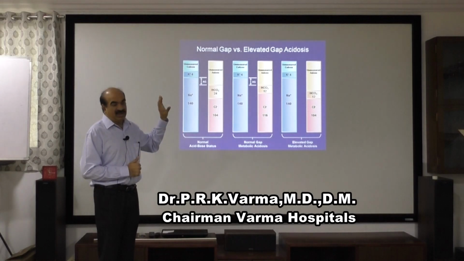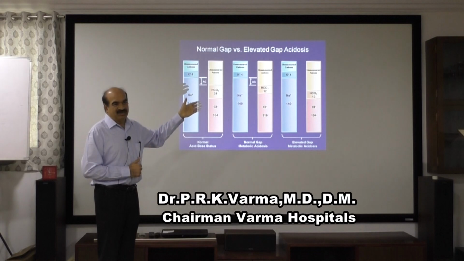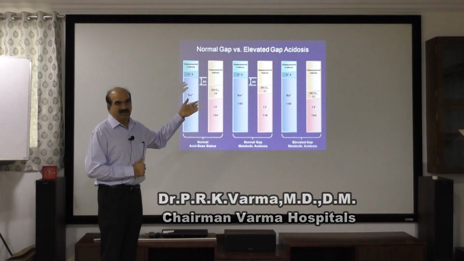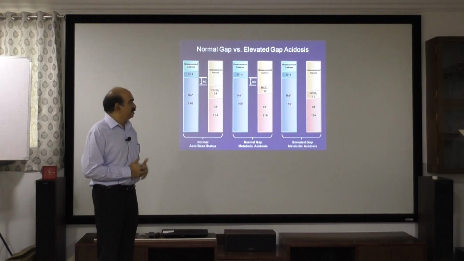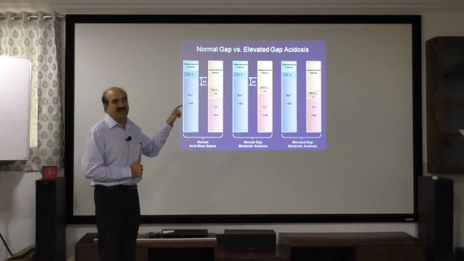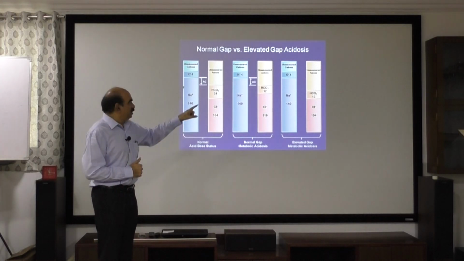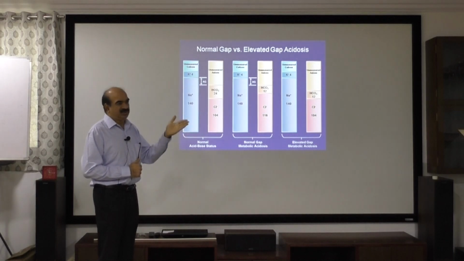So, in high anion gap metabolic acidosis, unmeasured anions increase, meaning non-chloride acids get accumulated. When acids are accumulated, the hydrogen ions utilize bicarbonate, and there will be loss of bicarbonate. That loss of bicarbonate is the cause of the metabolic acidosis, and there will be an increase in anion gap, from 12 to 18 or 20.